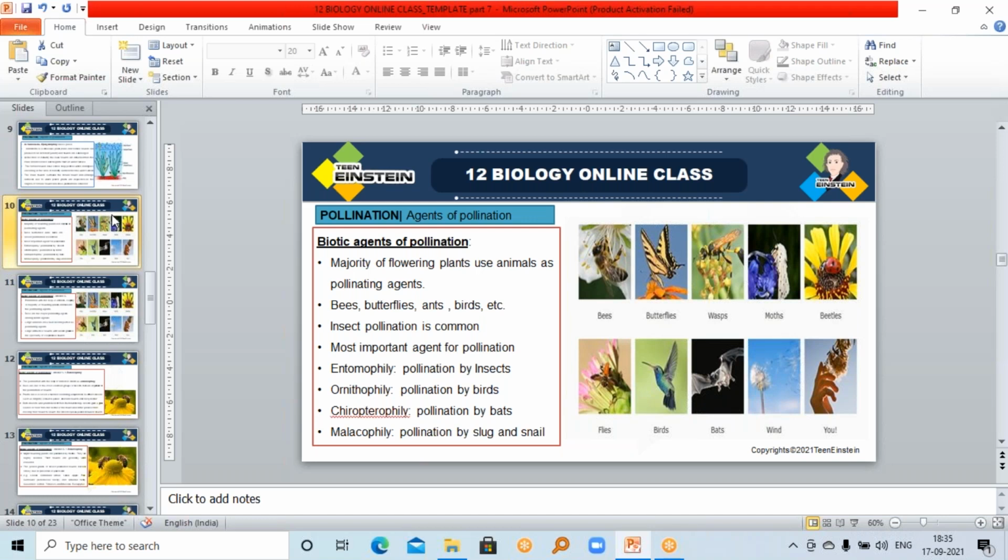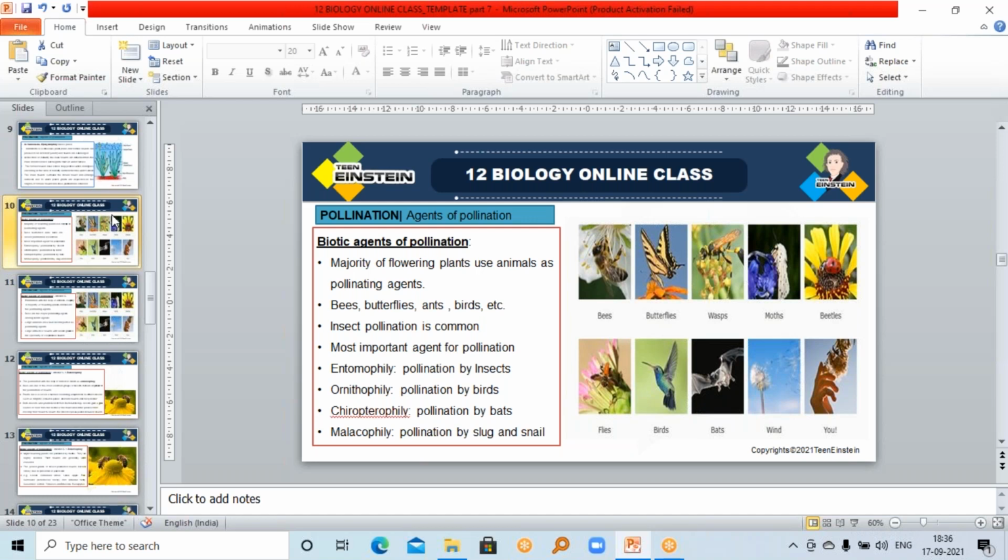Now let's move to the biotic agents of pollination. From the term itself, biotic pollination means pollination with the help of living organisms. The majority of flowering plants use animals as pollinating agents. Only 12% of plants use wind pollination; most of the remaining flowering plants use animals as the pollinating agents.